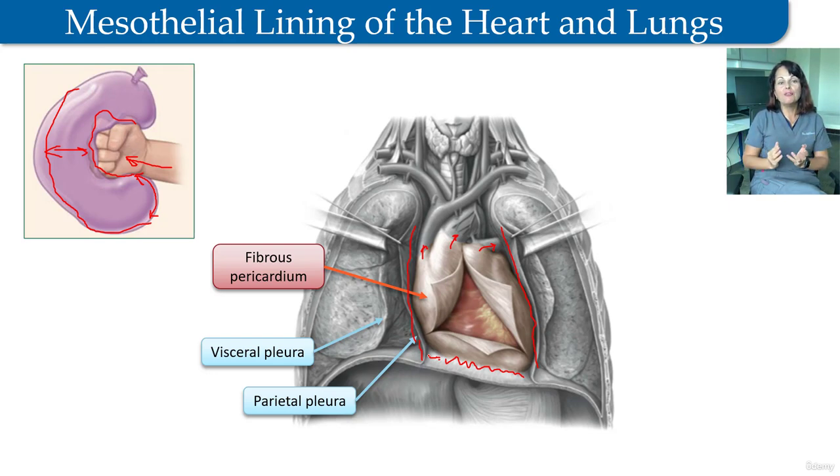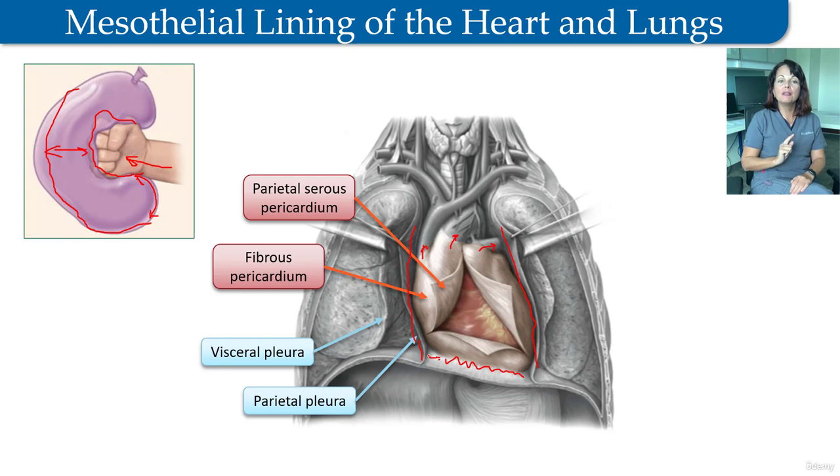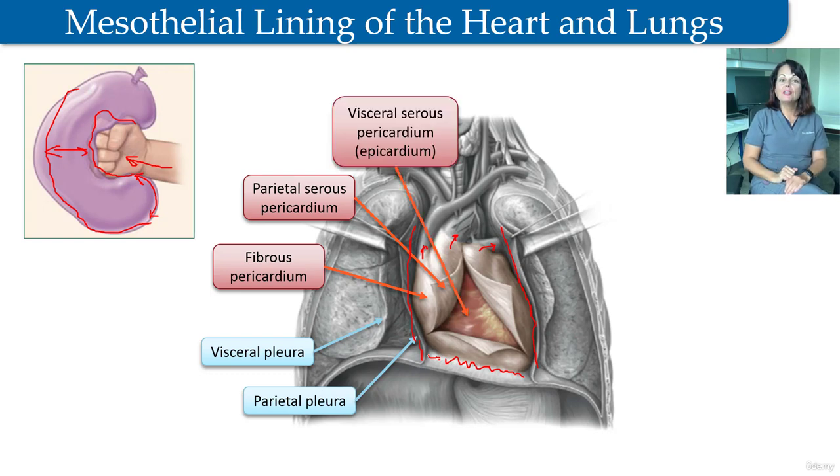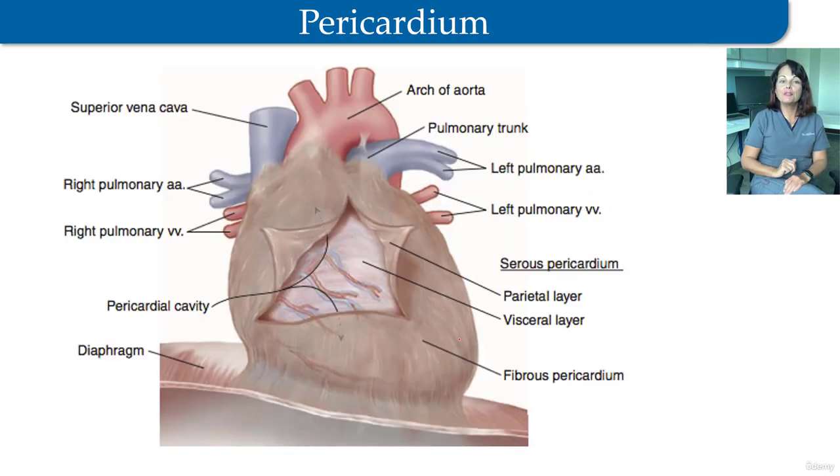The inner surface of the fibrous pericardium is lined by a layer of serous pericardium, as well as the surface of the heart. Analogous to the layers of the pleura, which we discussed, the layer of serous pericardium that adheres to the inner surface of the fibrous pericardium is called the parietal one, while the one lining the surface of the heart is the visceral layer. At the great vessels, the parietal layer separates from the fibrous pericardium and continues with the visceral layer on the surface of the heart.